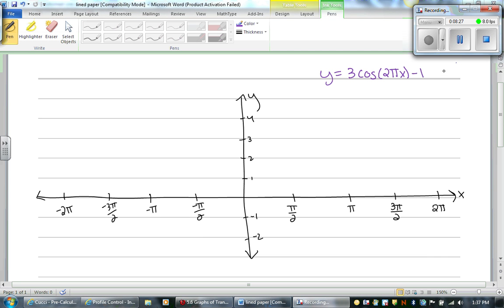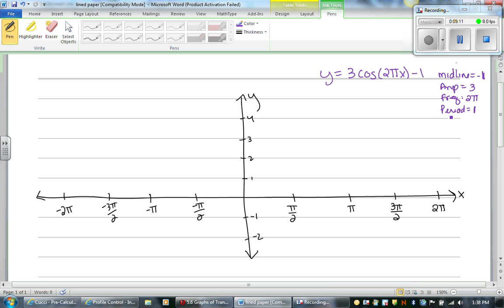Okay, so some things we need to go through here. We need to determine our midline, which we know is -1. Our amplitude, which is 3. Our frequency is 2 pi. It's everything in front of the x, which means our period would be 2 pi over b, or 2 pi over 2 pi, which is 1. So it's going to take one full unit to get a full curve. All right, so there's no phase shift here, which is nice. So let's go ahead and get started.